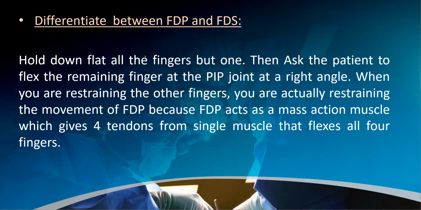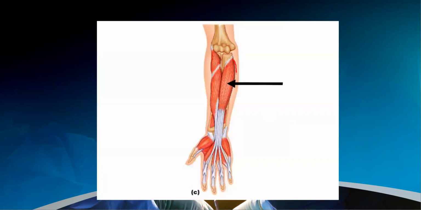Because FDP acts as a mass action muscle. What does it mean? So this is FDP, flexor digitorum profundus muscle. These are the tendons. It gives 4 tendons. If you restrict these tendons, the patient's FDP will be restricted because it is a mass action muscle. If you restrict 3 fingers, you restrict the full FDP.